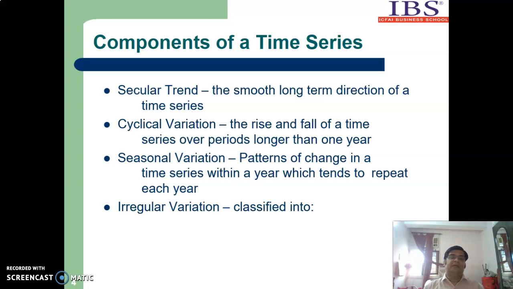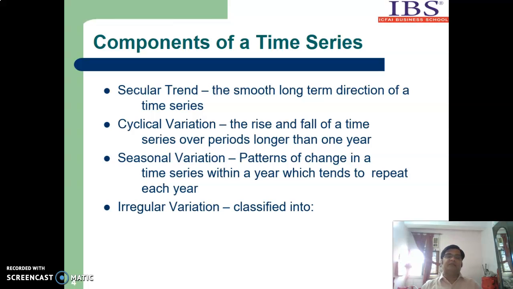Next is cyclical variation. As we all know, it's a common fundamental of economics that there is a recession and there is a boom, and after every 5 to 6 years or 10 years there is a cyclical variation. There is a recession and there is a boom, so there is a sluggish period. So this is called a cyclical variation, which also affects the sales of the company.